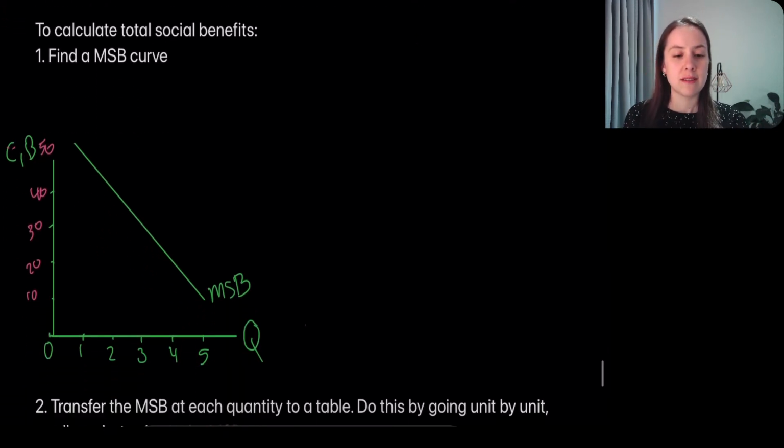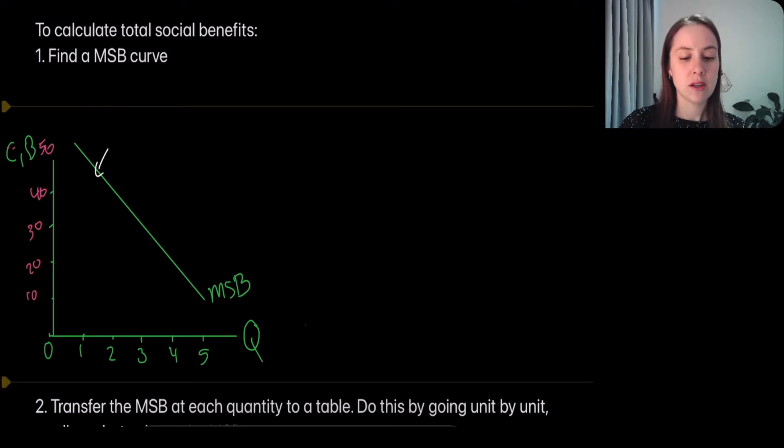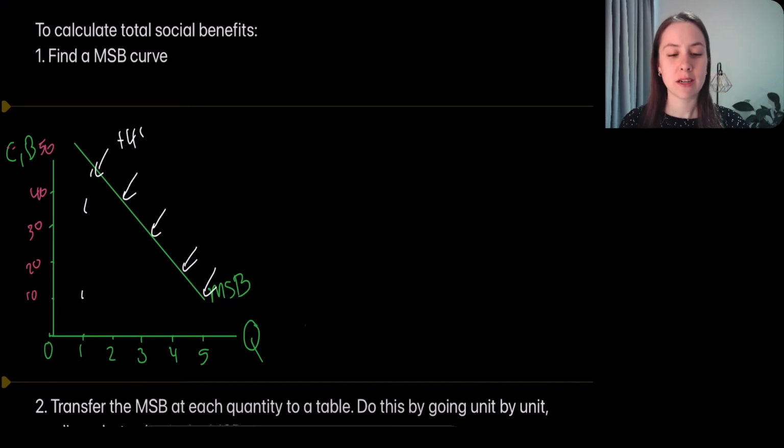And we can repeat this to work out the benefit. So here I've got an MSB curve, and we're going to take all the additions to social benefits that each of these units have added. For example, that first unit, I think adds around 40 to social benefits. That second unit adds around 30, and so on. So let's put this down into a table.